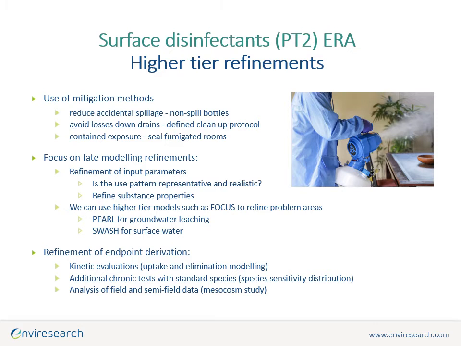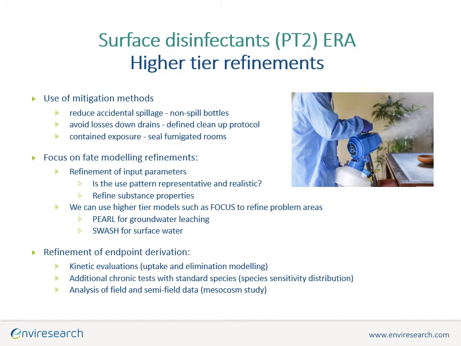We can also focus on fate modelling refinements. For example, refining the input parameters. Is the use pattern representative and realistic? We can refine the substance properties, for example, by replacing default parameters with study-based data or literature evidence instead of estimations. We can use higher tier models such as FOCUS to refine problem areas.